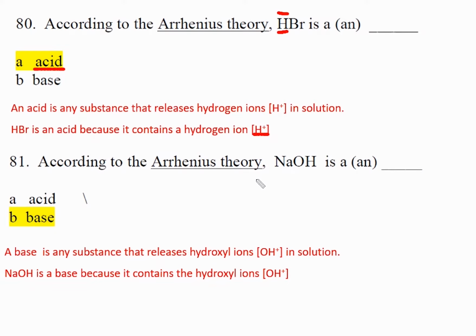Next, sodium hydroxide is going to be a base according to the Arrhenius theory because it has the hydroxyl ion. So a base is any substance that releases the hydroxyl ion in solution. Sodium hydroxide is a base because it contains the hydroxyl ion.